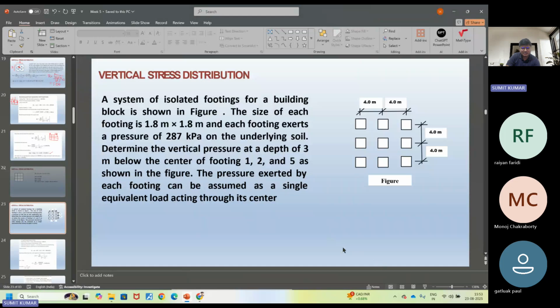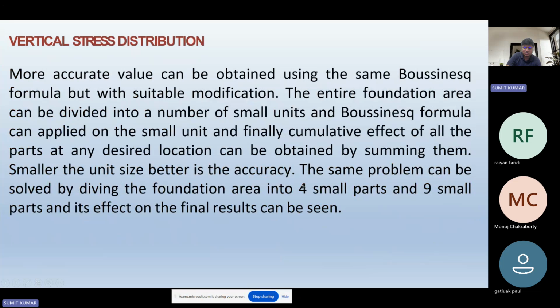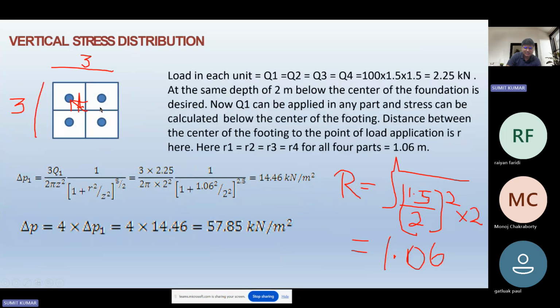Or maybe wait. Solve this problem only. Considering it is 1 into 1 meter, basically, in the 9 equal cross sections, we have used the 4 small parts at this point of time. You use 9 small parts and calculate the stress at the center. I think everyone should be able to calculate.